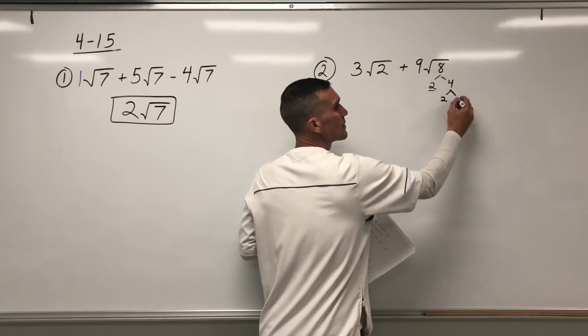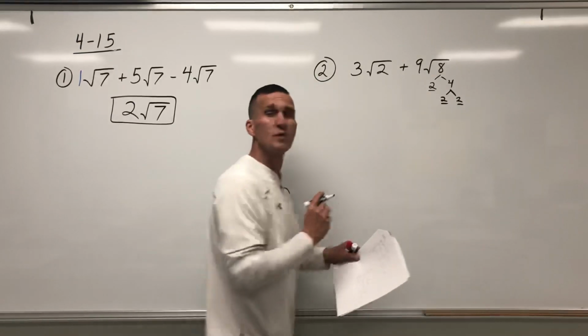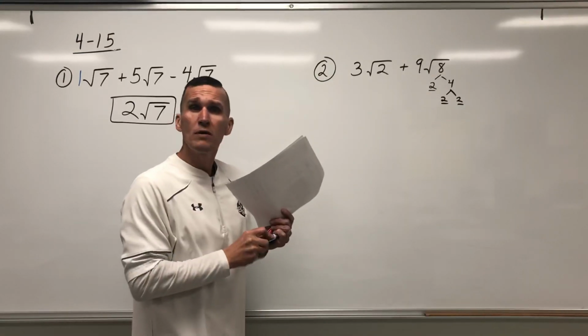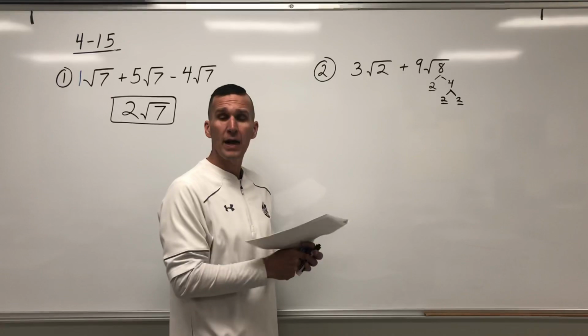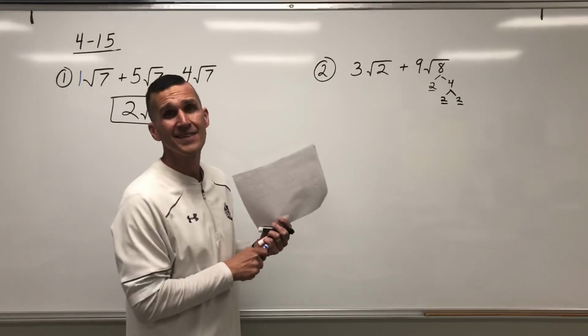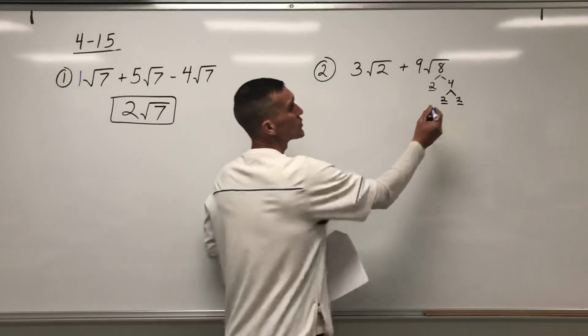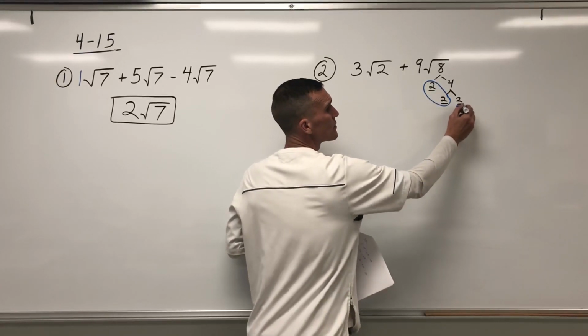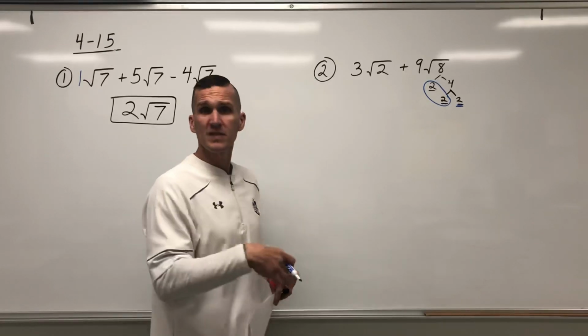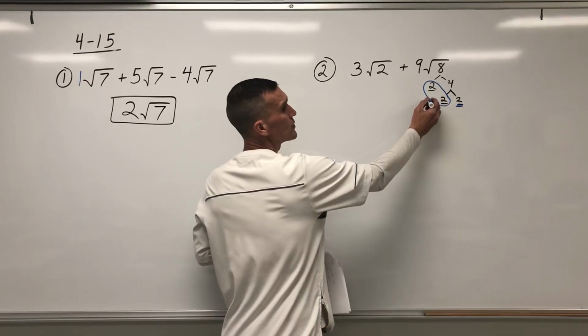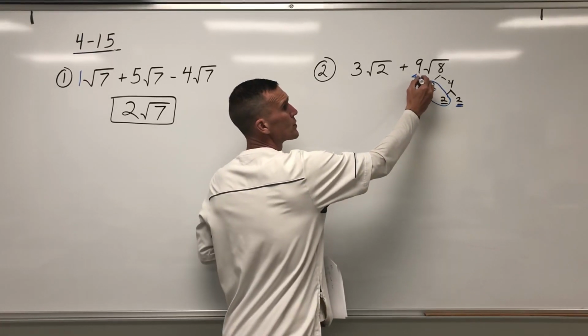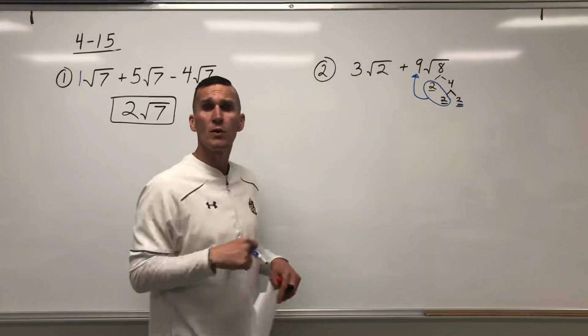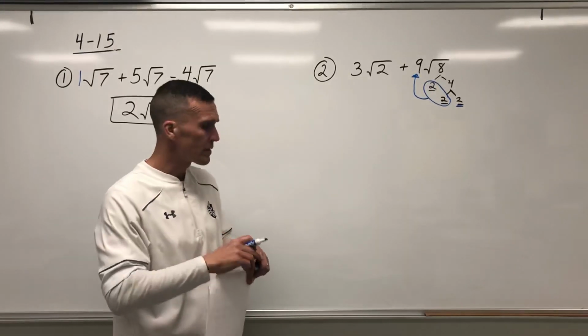4 is 2 times 2. They're both prime, so now you're done. And remember what we look for in square roots. A pair comes out as a single, and a single stays trapped. So I have a pair of 2's and a single 2. The pair gets to come out, though. A pair of 2's gets to come out as a single 2, but when you draw your arrow on the outside, there's already a 9 there.